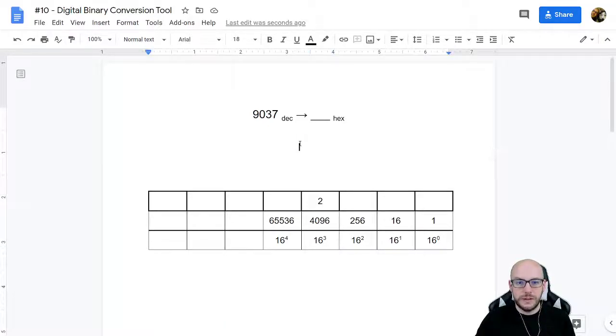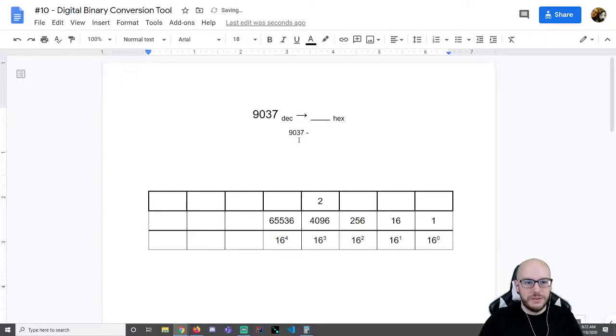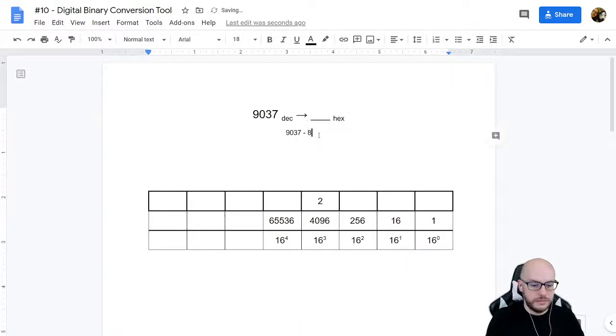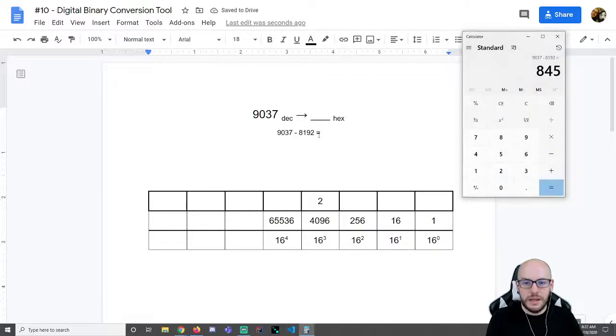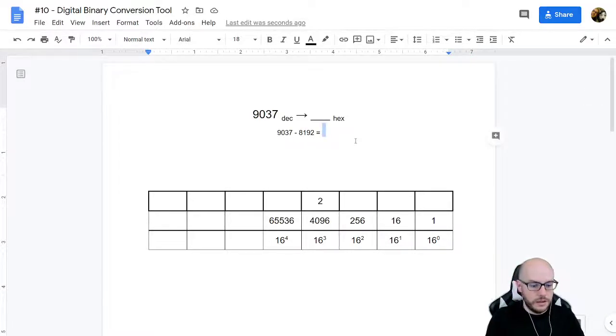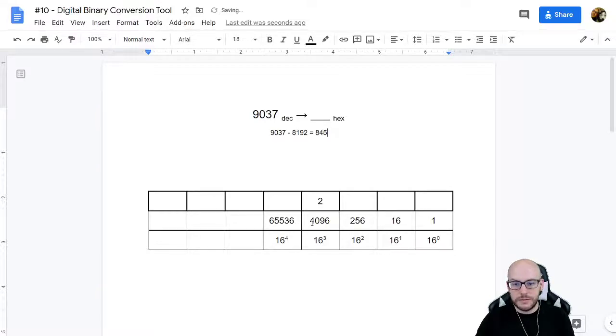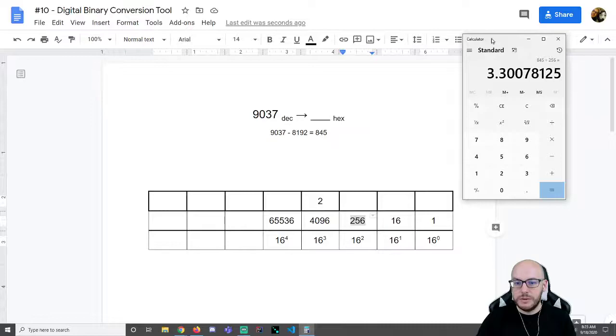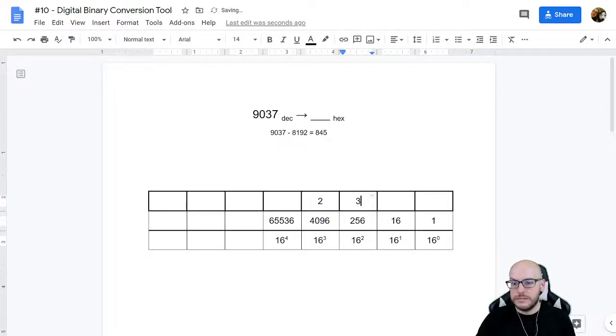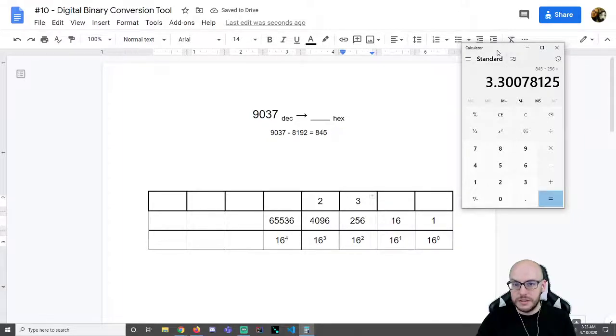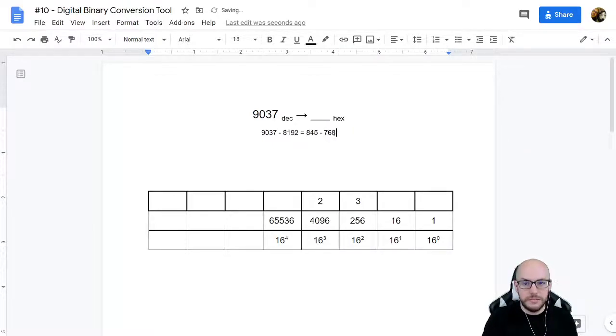I'm left with 845. So we just did, we should probably write these down, 9037 minus 8192. And that leaves us with 845. I'm going to just pull this calculator over to the side here. There we go. Leaves us with 845. I'm going to look across, find the largest number that goes into 845. It's 256. I need to figure out how many times. So I will divide this by 256. I get 3 and some change. So I'm going to put a 3 here. We'll then multiply 3 times 256 to see how much to subtract. Leaves us with 768. So I'll subtract out that 768.